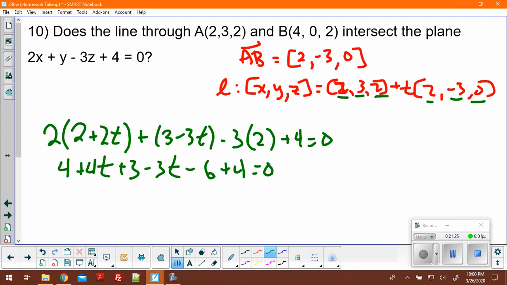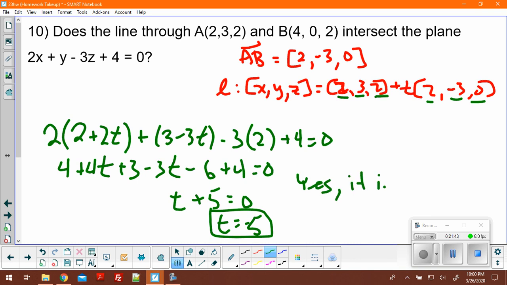Okay, so I've got t and 4 plus 3 plus 4 is 11, minus 6 is 5. Okay, t plus 5 equals 0. I get a value for t. So to answer the question, it does intersect, because I did get a value for t, and that's all I need to do.